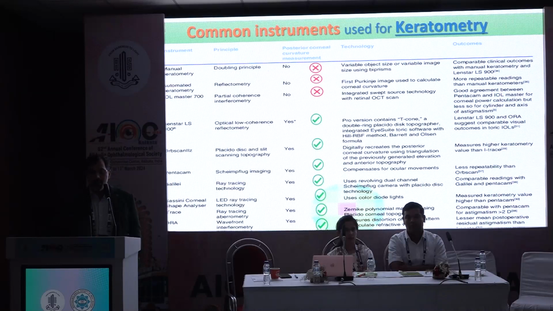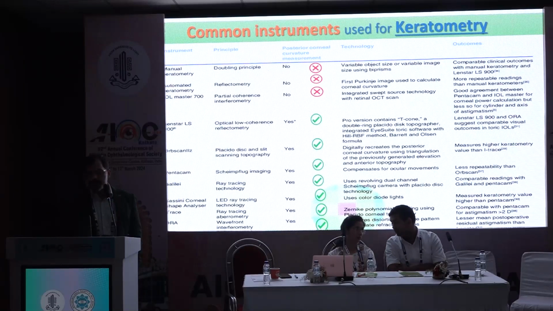Out of these, only Cassini measures the anterior surface by the Purkinje 1 image and the posterior surface by a Purkinje image. So it measures anterior and posterior by the Purkinje images. The others measure the posterior surface by an OCT-based method, a morphological method.